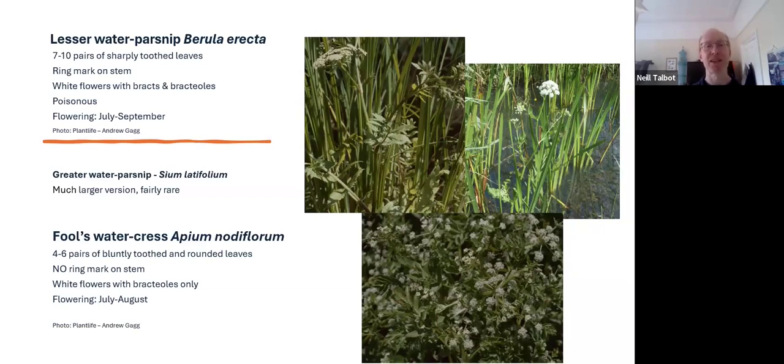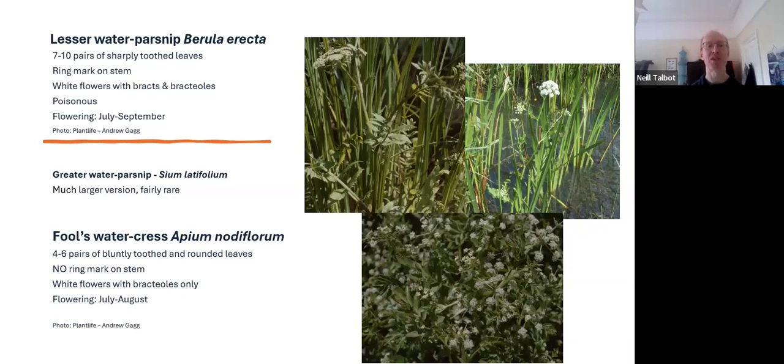It's very similar in appearance initially to the fool's watercress, Apium nodiflorum, and they will both be in very similar habitats. So you'll see them in ponds, fens, ditches, and marshes, and it's not totally obvious which species it is until you look more closely at them.